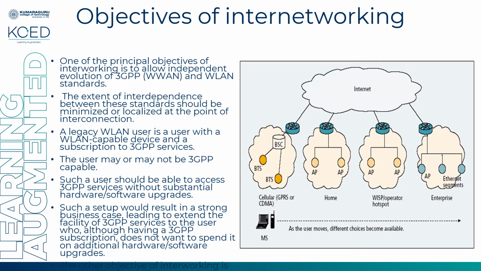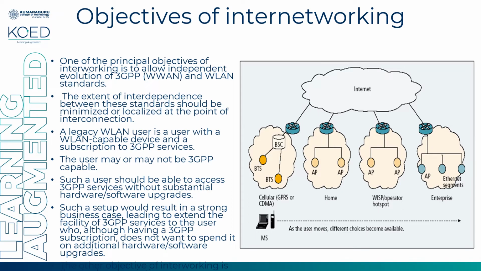Let us see what is the objective of internetworking. What is internetworking? Internetworking is networking between various networks that use different protocols, different devices, different systems, different locations, irrespective of anything. Any device connected to any network must be able to communicate with any other device. So that is our motive.